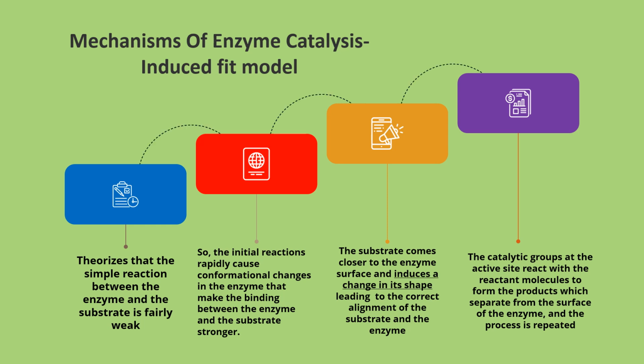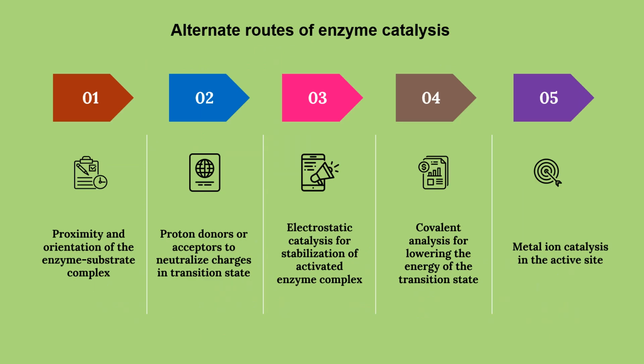In addition to these two models, we also have the alternate routes of enzyme catalysis, such as proximity and orientation of the enzyme substrate complex, proton donors or acceptors to neutralize the charges during the transition state, electrostatic catalysis for stabilization of the activated complex, covalent catalysis for lowering the energy of the transition state, and metal ion catalysis in the active site.